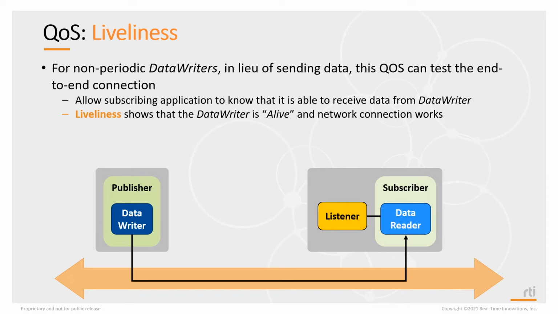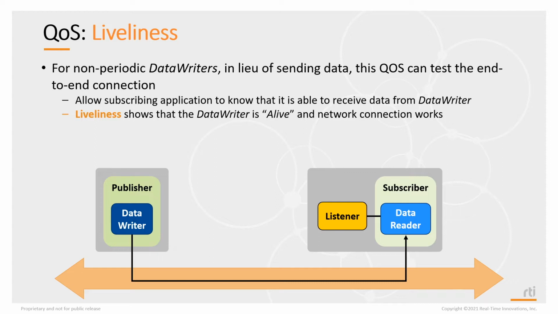So how do you do that? Well, use the Liveliness QoS. The Liveliness QoS can be used for non-periodic data writers so that in lieu of data, if the data writer doesn't send data, DDS will send a packet indicating that that data writer is alive. And that packet is either a heartbeat packet or a liveliness assertion packet.